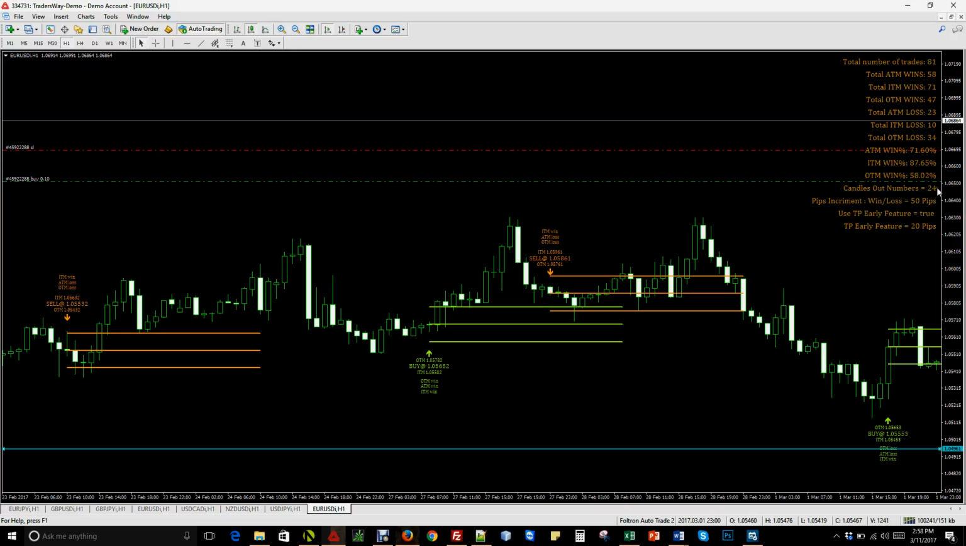candles out number is set to 24. So we're looking for something that has up to a day expiration. Okay, it doesn't necessarily have to be 24 hours. Okay, because like I explained in one of my earlier videos, we have this feature set to true here, and we're basing it on 20 pips.